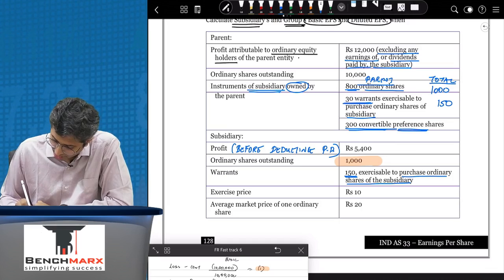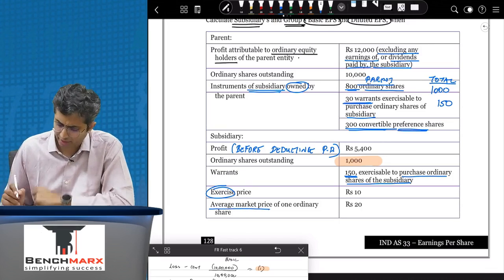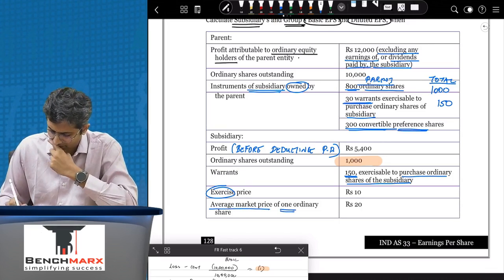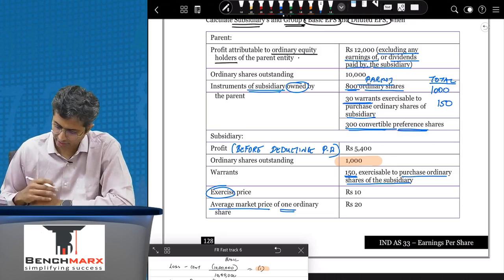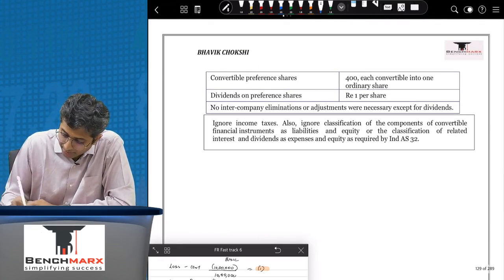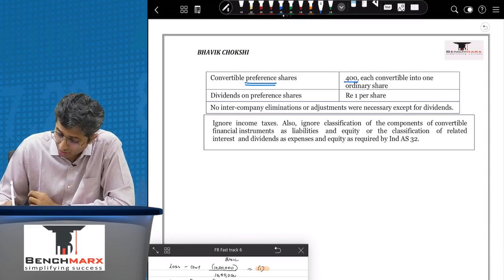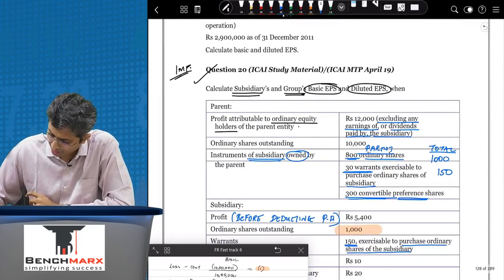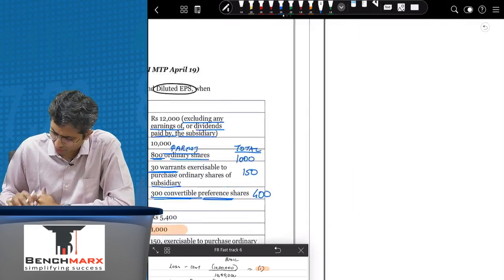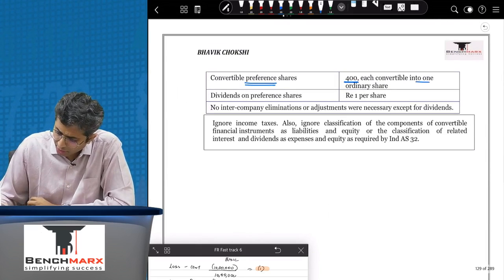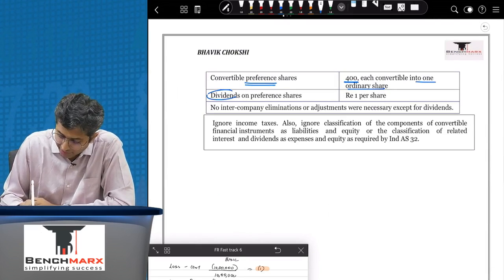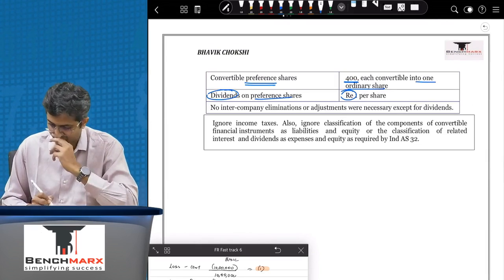Okay. The exercise price is 10. The average market price of one ordinary share is rupees 20. Okay, the average market price is given as 20. Fair enough. The convertible preference shares are 400. Okay, we are probably holding 300 out of that, but the total is 400. Convertible into one ordinary share, and the dividend on the preference shares is rupees 1 per share.